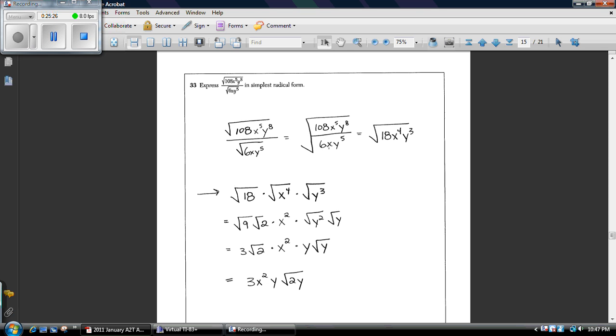You know, x to the 5th divided by x is x to the 4th. This is y cubed. Break this up, right? Simplify each one of these radicals. Combine what's outside the parentheses together, what's inside the parentheses, what's inside the radicals together. And that's it. You're done. And that's the answer.